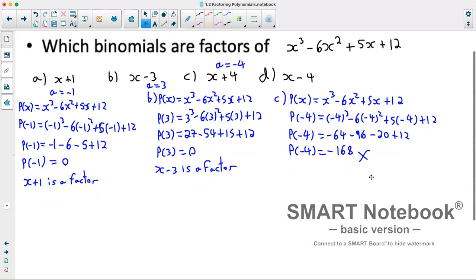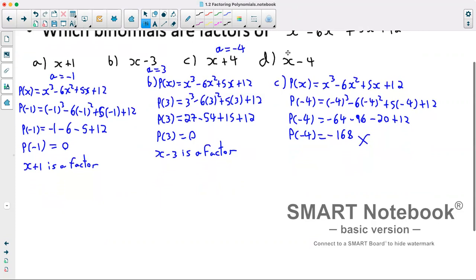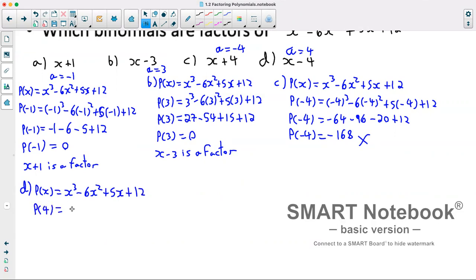Okay, so we have one left. So if D, technically our A value would be positive 4. So we have polynomial p of x equals x cubed minus 6x squared plus 5x plus 12. We're going to substitute in positive 4 for our x value. So we have 4 cubed minus 6 times 4 squared plus 5 times 4 plus 12.